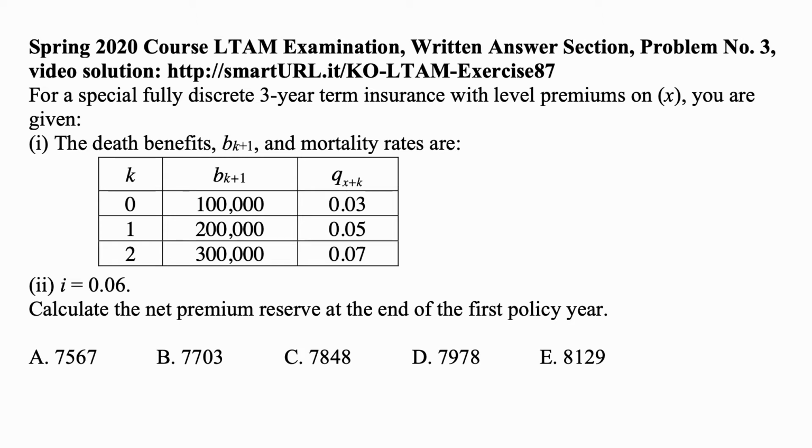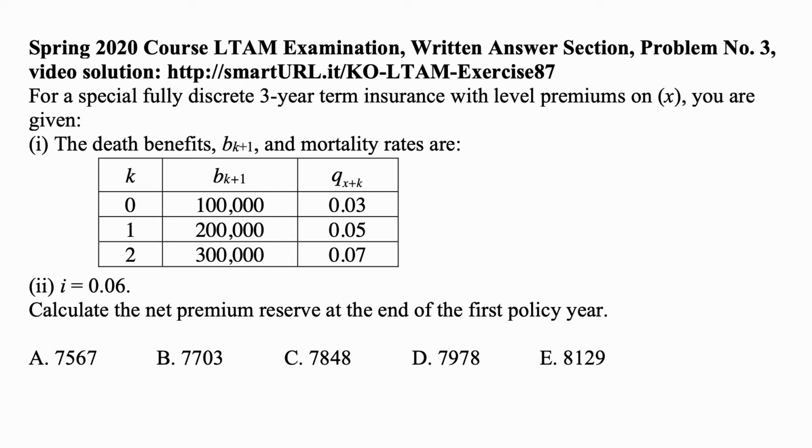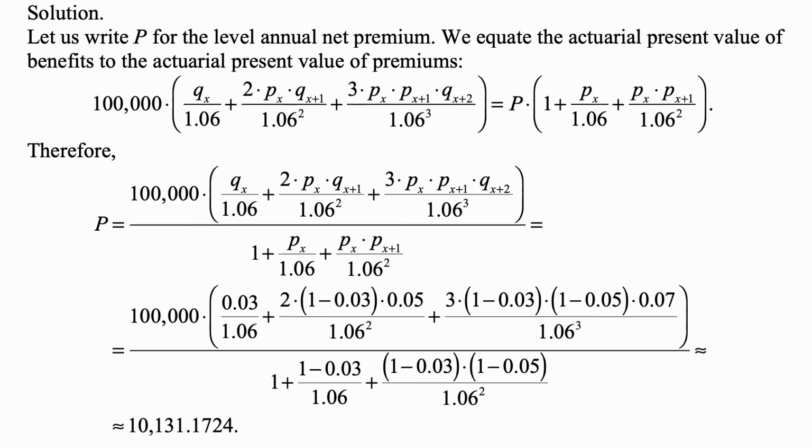Here's the problem for today for exam LTAM. For a special fully discrete 3-year term insurance with level premiums on X, being a person who is X years old, you are given the death benefits b_{k+1} and mortality rates q_{x+k} for k = 0, 1, and 2. The death benefits are 100,000, 200,000, and 300,000, and the probability of death within the next year is 0.03, 0.05, and 0.07. The interest rate is 6%. That's the annual effective rate. Calculate the net premium reserve at the end of the first policy year.